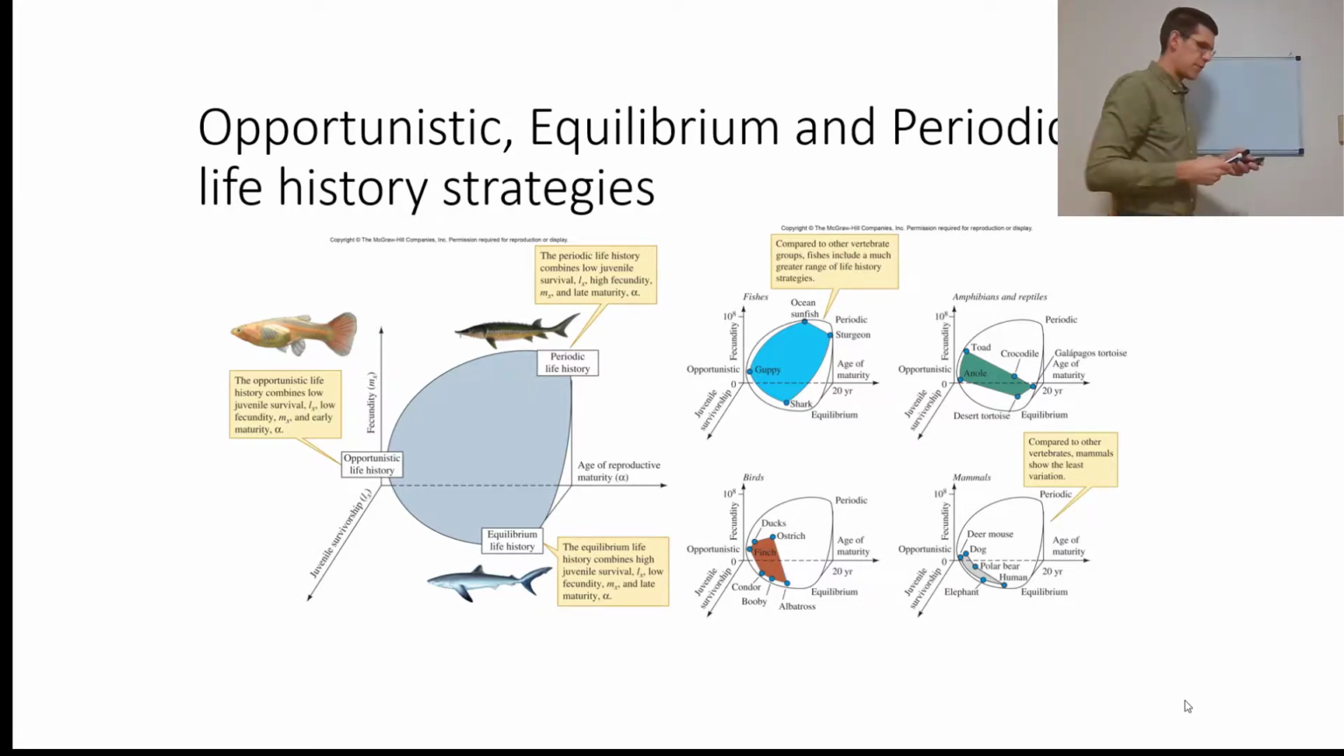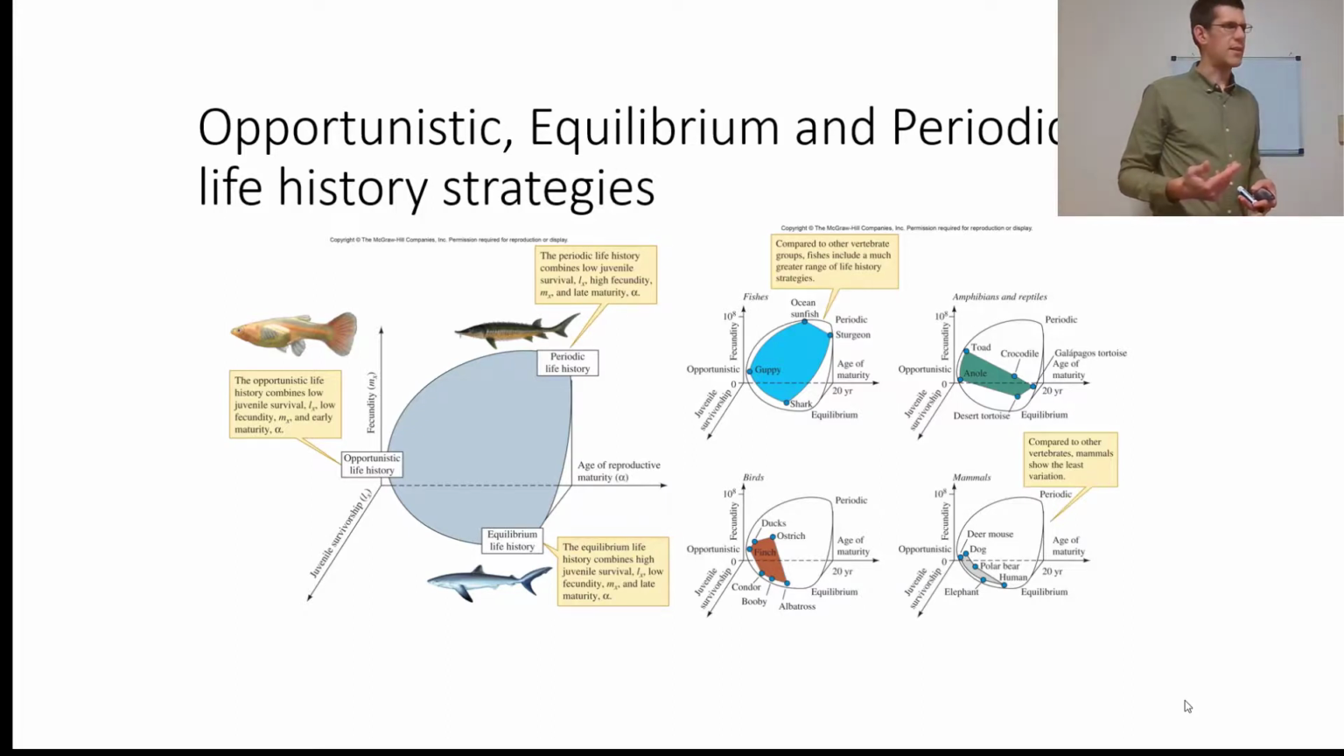I want to double check. Do I have another? No. Okay. So you're really looking at this in how much fecundity there is, how long the offspring survive, and when they're mature. So your periodic species are going to be the ones that have low juvenile survival, but high fecundity and late mortality. Your opportunistic is going to have low juvenile survival, low fecundity, and very early maturity.